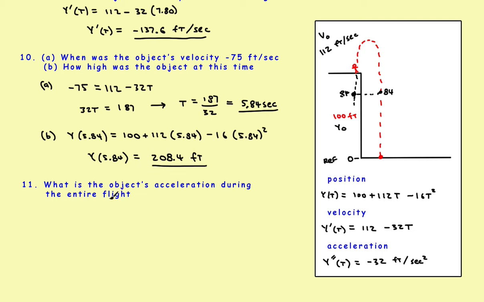And the final question, a little bit of a trick question here: what was the object's acceleration during the entire flight? Well, this is the first question that deals with acceleration. So since we're dealing with acceleration, we'll look at the acceleration function. And notice, the acceleration function doesn't have t in it anywhere, so the acceleration is actually a constant. And when you think about that, that would make sense. The acceleration of gravity on Earth is a constant 32 feet per second squared. So the object's acceleration is just going to be, at any time during the flight, minus 32 feet per second squared.